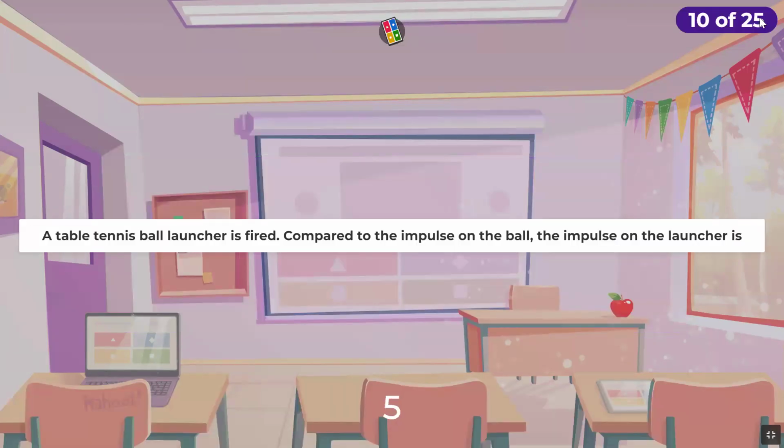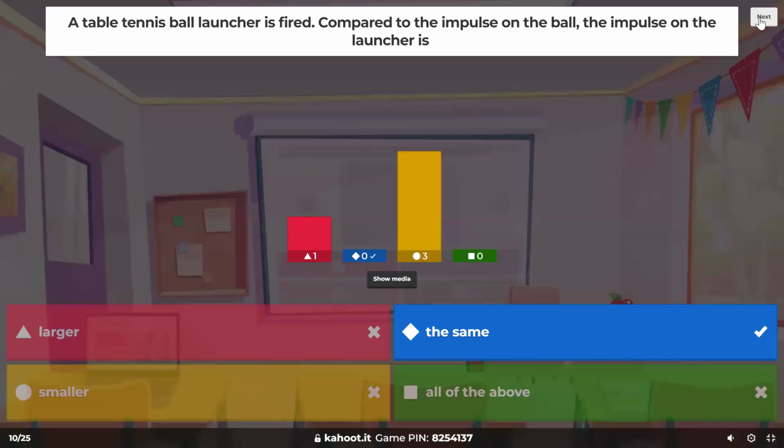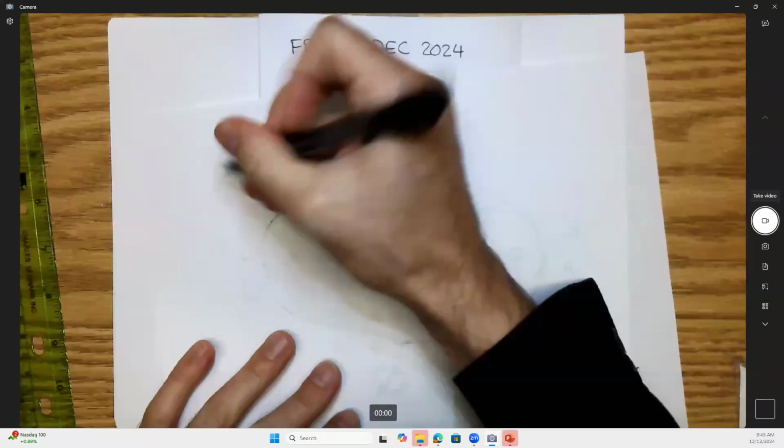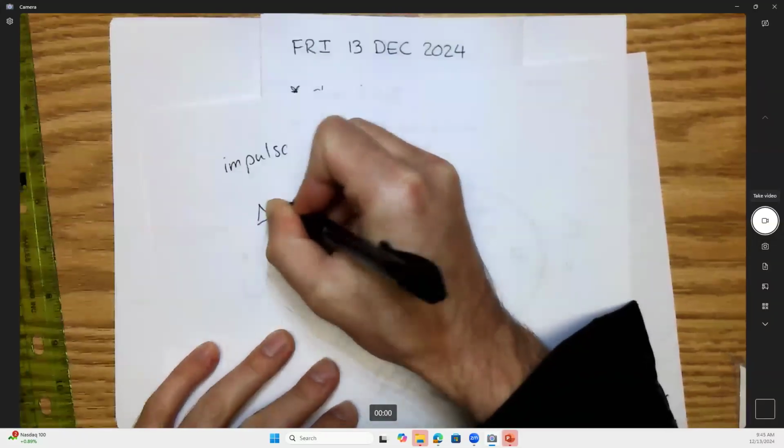Table tennis ball launcher is fired. Compared to the impulse on the ball, the impulse on the launcher would also be the same. Right, so you guys know impulse is a transfer of momentum. Transfer of momentum is impulse. And you have two perspectives on that. Here, I should write down the equation for this. Okay. So you guys know impulse is a transfer of momentum, so like delta P, change in momentum.